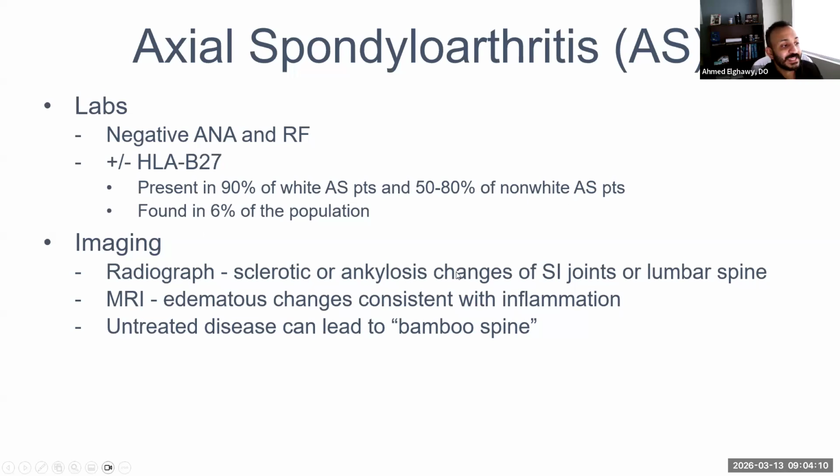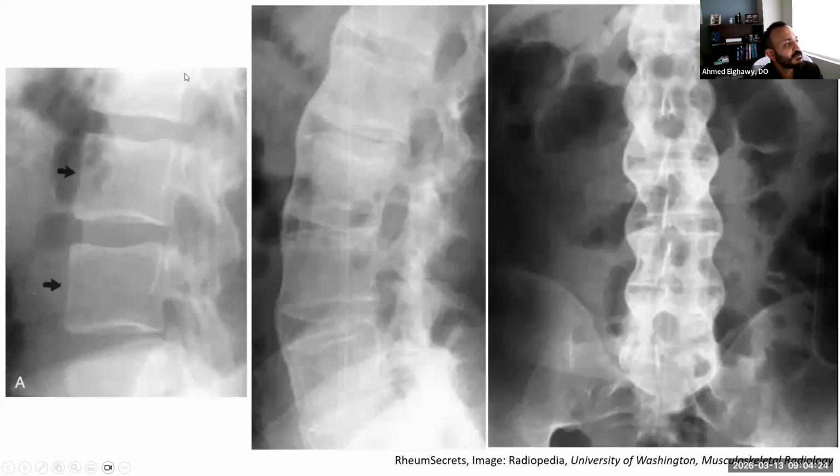Radiographs can show sclerotic or ankylosing changes in the SI joints and the lumbar spine. MRI can show bony edema, especially early on in the disease course. If you're not treated, you can start to fuse and develop that bamboo spine. When we look at X-rays, you can start seeing squaring of the vertebral processes. This is the early part of ankylosis, and if you leave this unchecked, they'll start to fuse from one vertebra to the other, and this is how you develop that bamboo spine. You develop significant flexion deformity, and this becomes a high risk for fracture as you get older, so we want to be extra careful in making sure that people don't develop this.